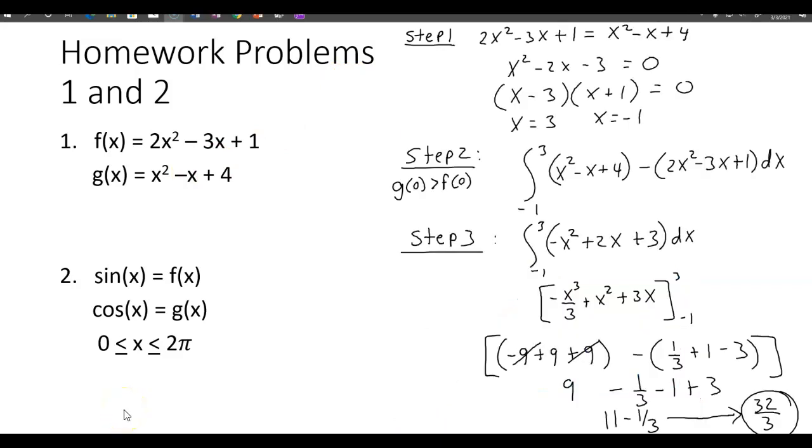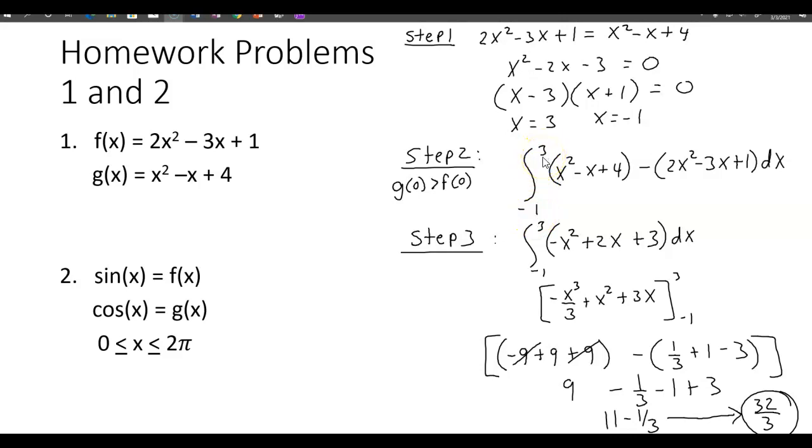All right, the final answer is 32/3. Yours on this problem would only have one integral. Let's start from the beginning, though. You set the functions equal, subtract everything to one side, factor, solve. You get these limits, 3 and -1. Since there are only 2 limits, you only end up with one integral. You start at -1 and you end at 3.